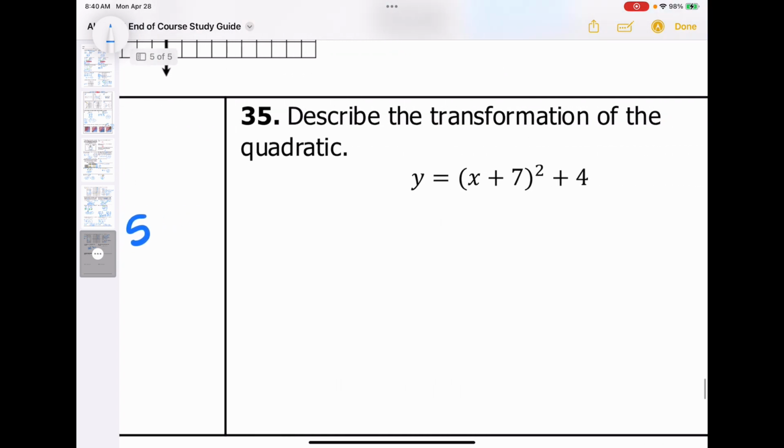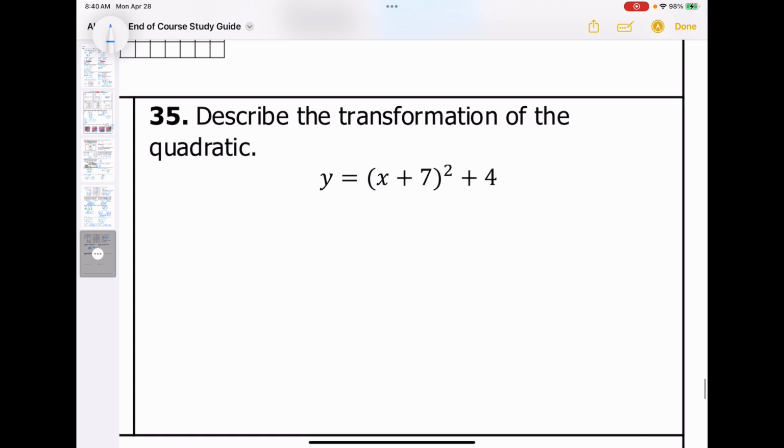All right, 35, same thing. So we have this +7 in parentheses. The number in parentheses tells me whether we're going to go left or right. And since that one's positive, we're going to go left 7. And then the +4 at the end, remember, tells us whether it goes up or down. And since it's positive, that tells me it's going to go up 4.